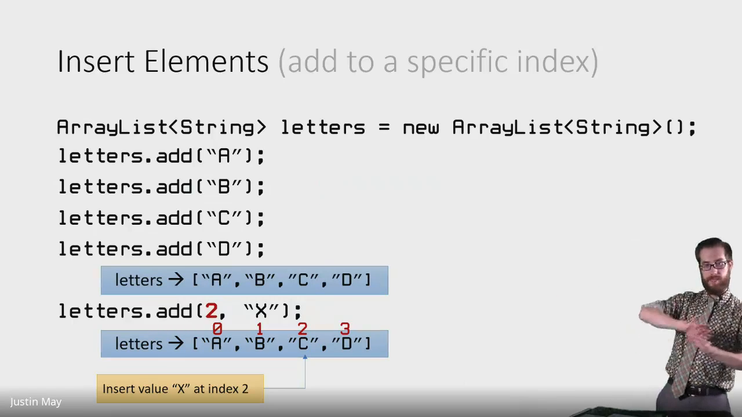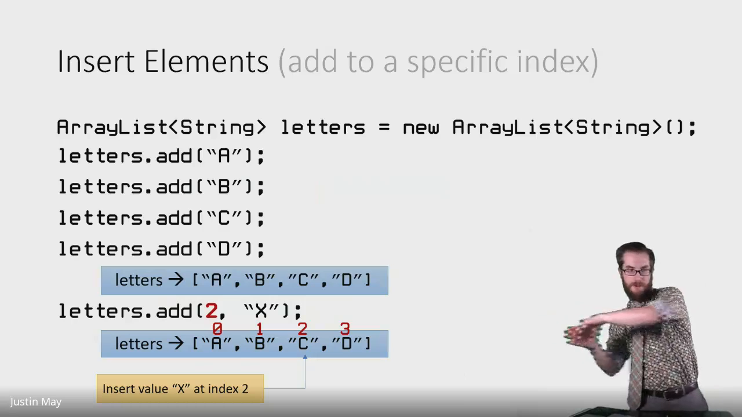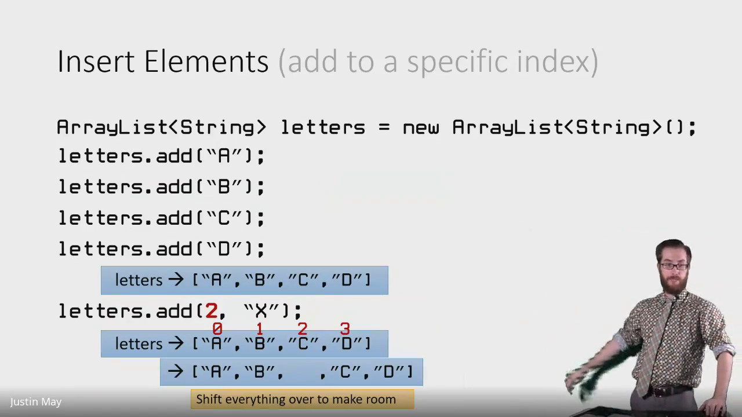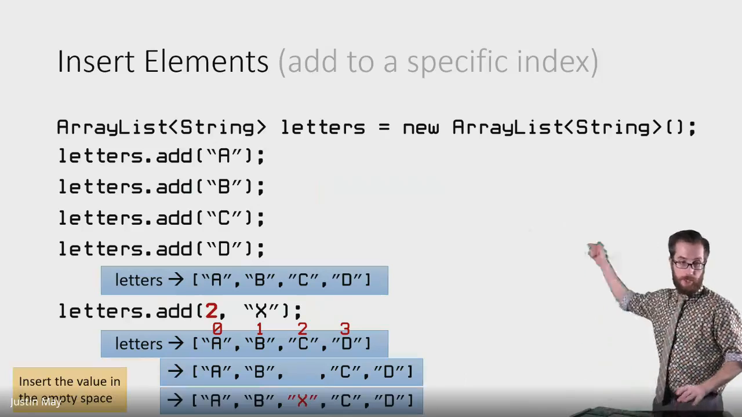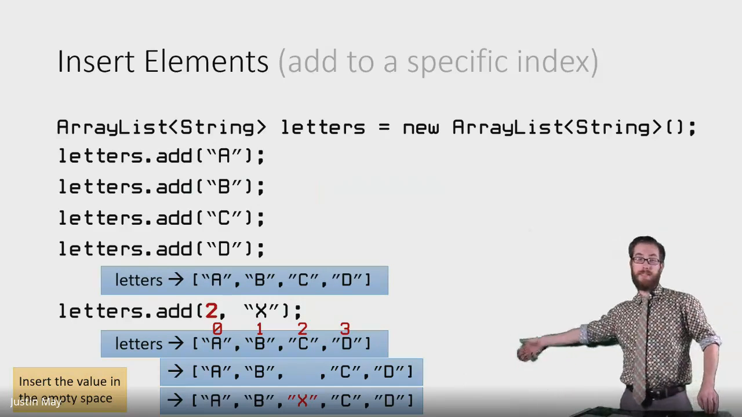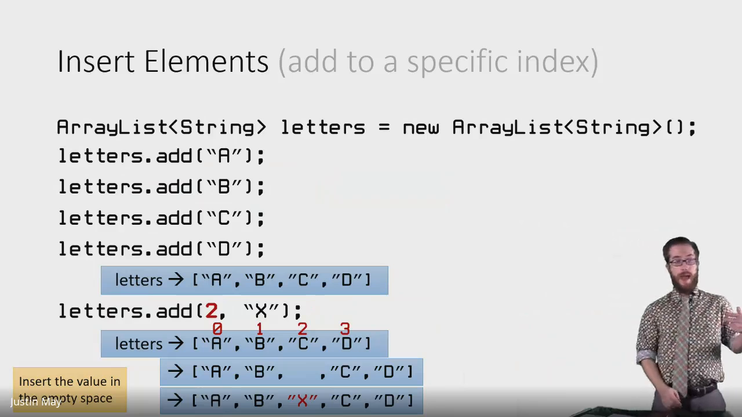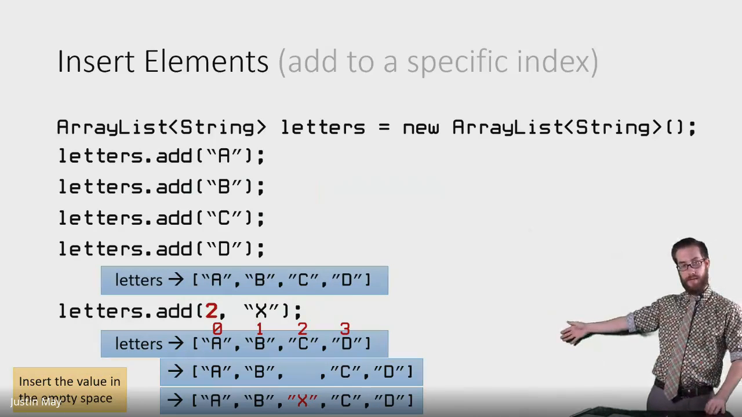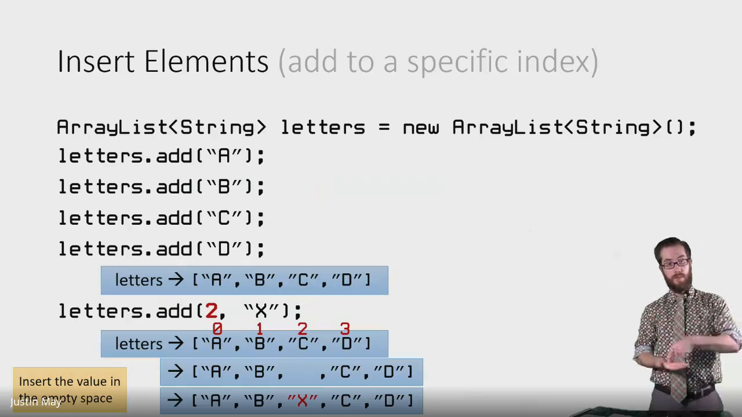We're going to take that C and just push it this way to make some room. So we make a little gap there at index 2. And then we insert the x into that gap. And so we end up with A, B, X, C, D, because we inserted x at index 2. C and D are still there. They just got pushed over, and now their indexes are 3 and 4 because we put the x at index 2.